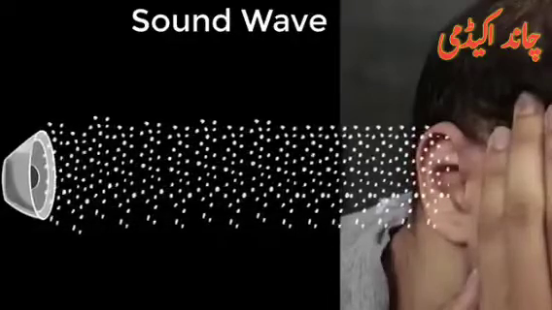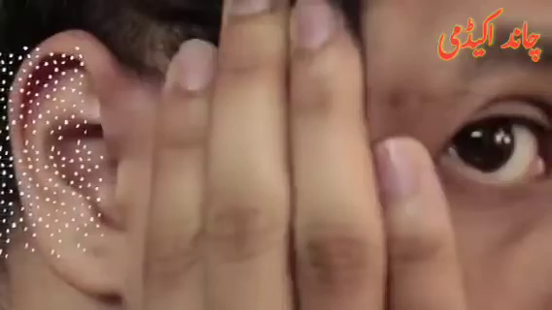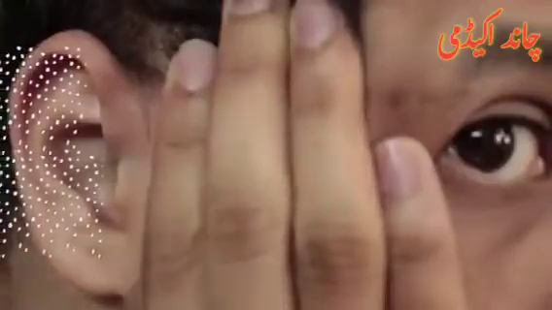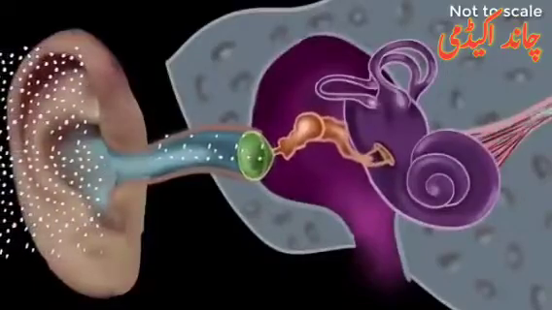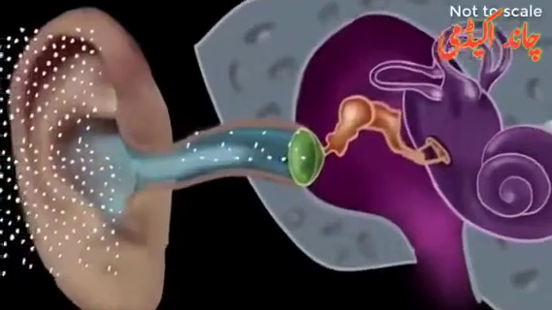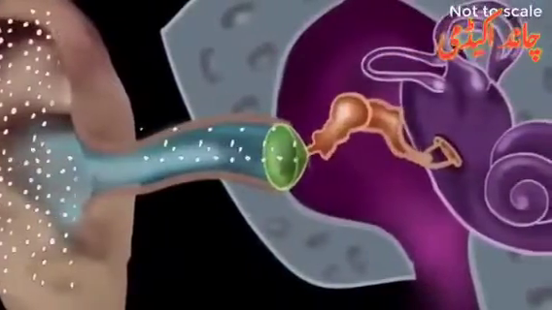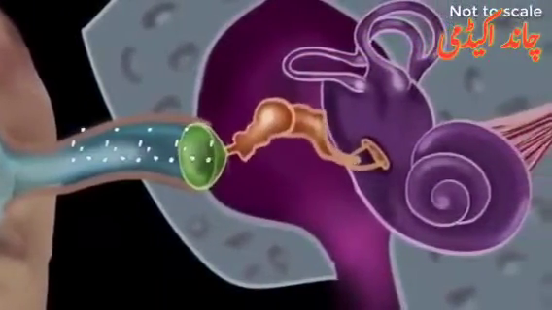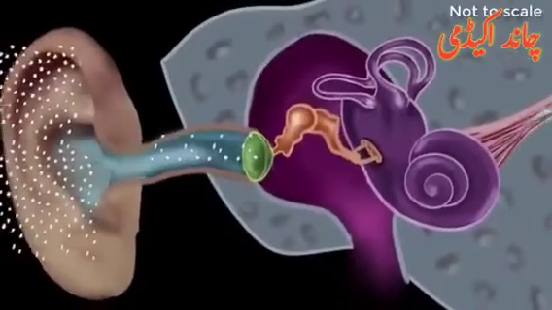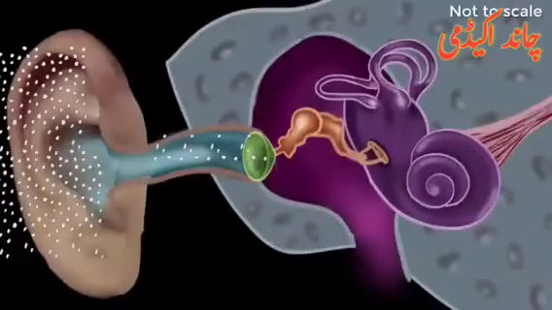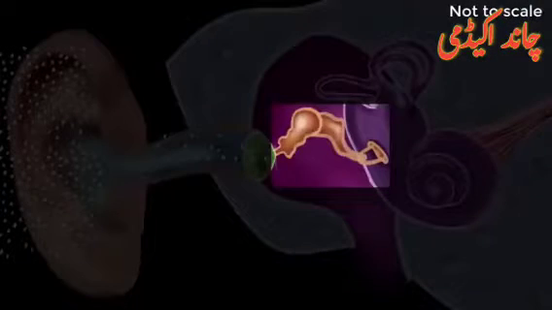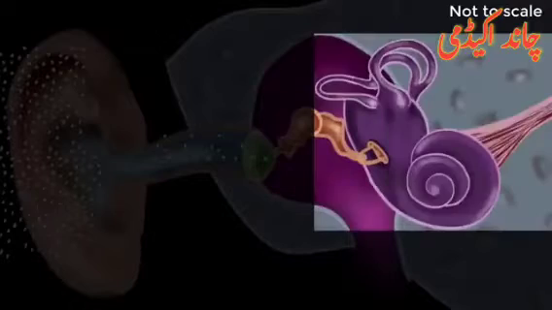Well, for that, we need to look at our ear carefully. I mean the entire structure of the ear. So let's look at how the different parts of the ear work together to make us experience sound. So our ear can be divided into three parts: the outer ear, the middle ear, and the inner ear.